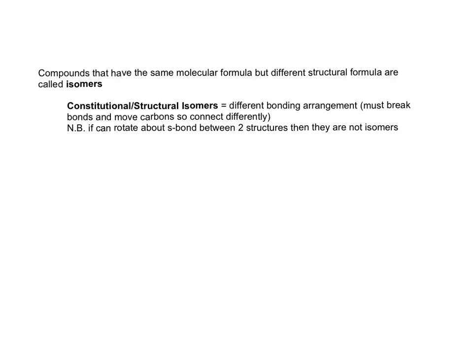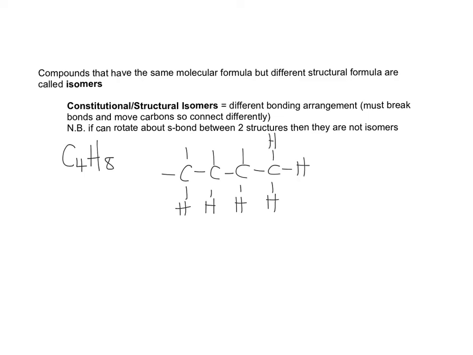So let's take the molecular formula C4H8. The simplest structure is a straight chain. C4. Put in my 4, make sure I have 4 bonds on each carbon. Now place the hydrogens. So there's the structural formula for C4H8. Now, I have to remove a carbon.